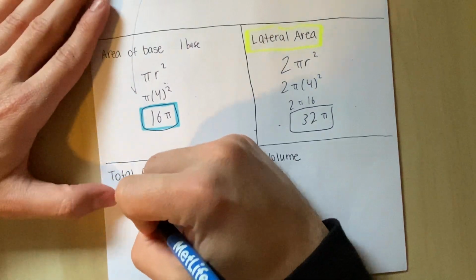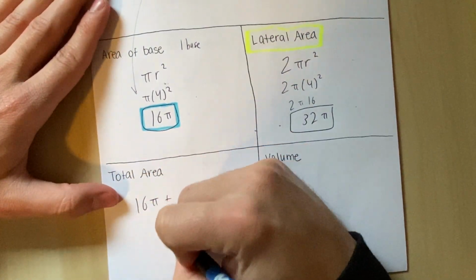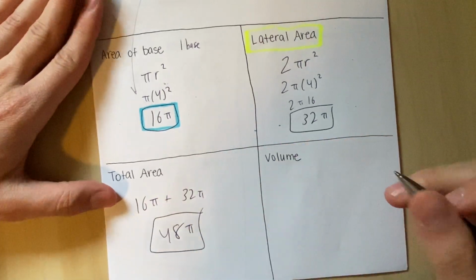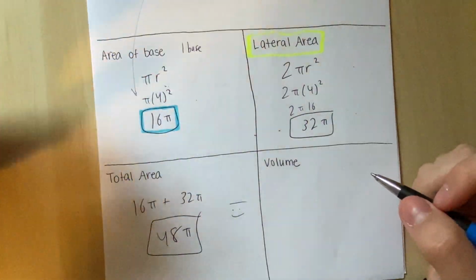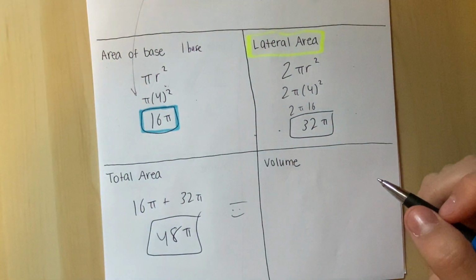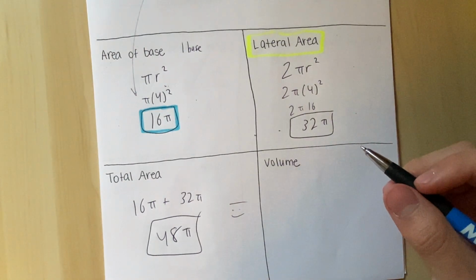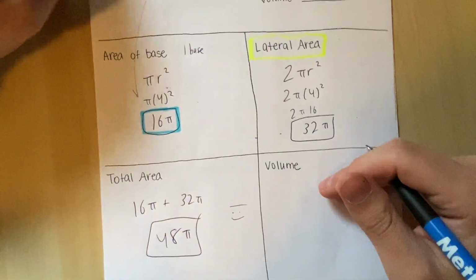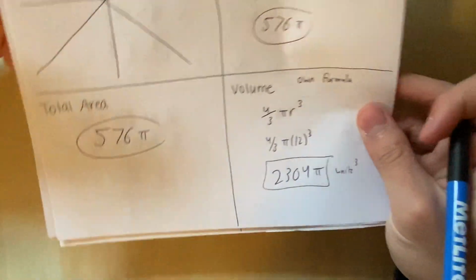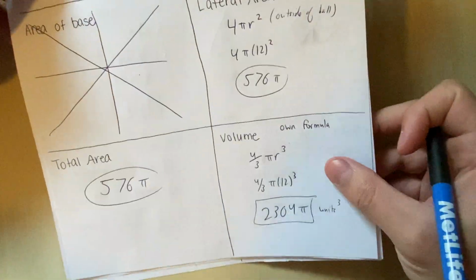So total area is the one base plus the lateral area, which is 48 pi. Okay, so nice and easy. And then the volume formula, this is a little weird. The volume formula is half of the volume formula over here, because this is the whole volume of a whole sphere. I want half of that.